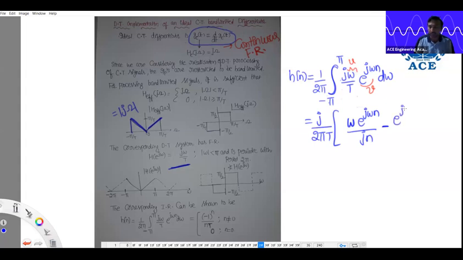What is the double integration of exponential, sir? E power j omega n by j omega n whole square. For the limits pi and minus pi, substitute and solve, you are going to retain this answer.